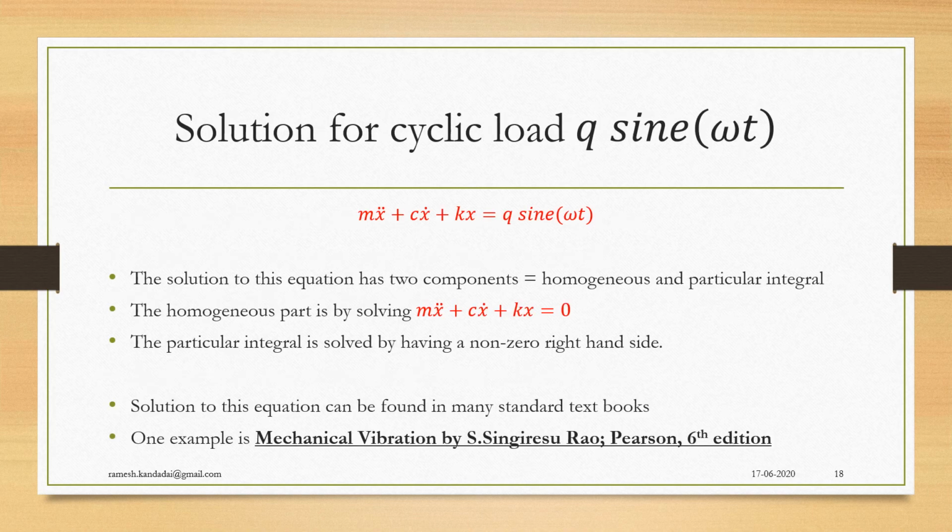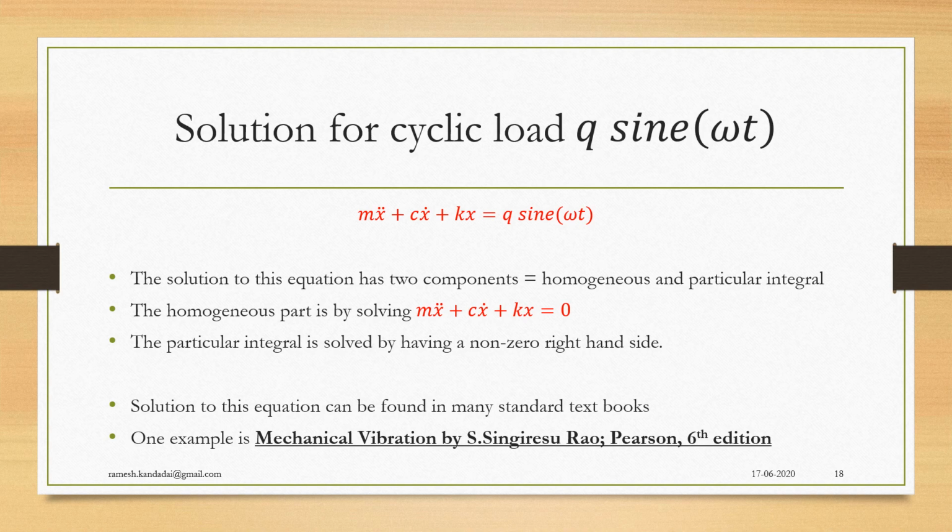Solutions to cyclic loads such as Q sine omega t. Why do we always use sine omega t? We use sine omega t because it's a convenient model for a cyclic system. The initial condition at t equal to 0 is 0 because sine 0 is 0. And the cycle is defined by 0 to 2 pi.